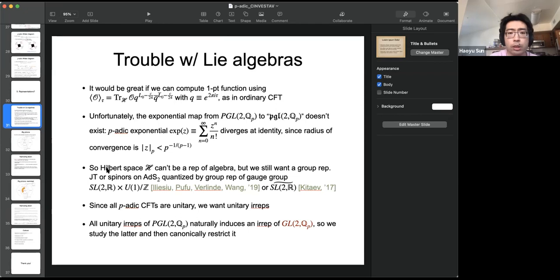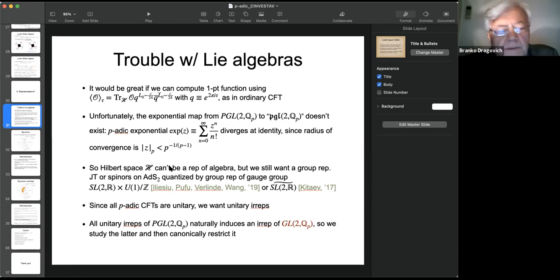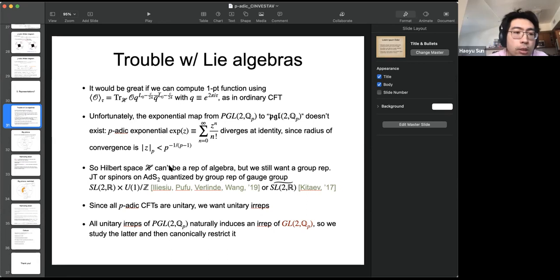So the Hilbert space curly H cannot be a representation of an algebra as usual, but we still want group representations. So in recent progress, this, sorry, you should go to the conclusion. You have only 7 minutes, including. Okay, so maybe questions. I'll take like 3 more minutes to go to the last slide.